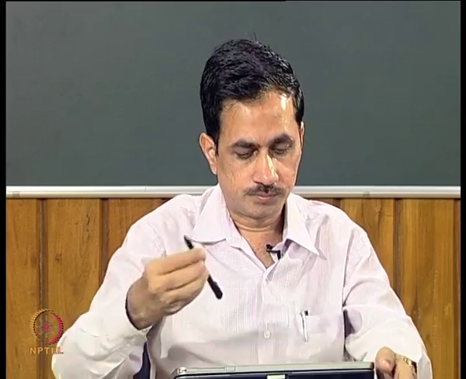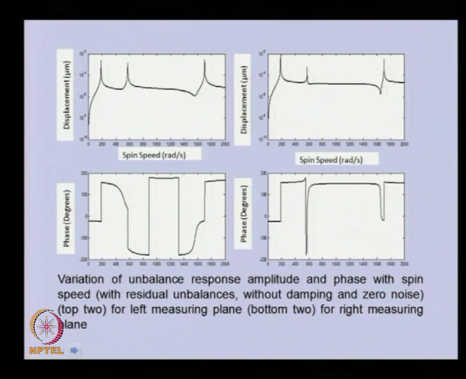So, this is the typical plot of unbalanced response, in which we have shown the amplitude versus speed, and this is the phase versus speed. In this, we have changed the speed of the rotor up to beyond the third critical speed. So, this is the third critical speed, first, second and third, and in the phase plot you can see there is a change in the phase wherever there is a change in the peaks.